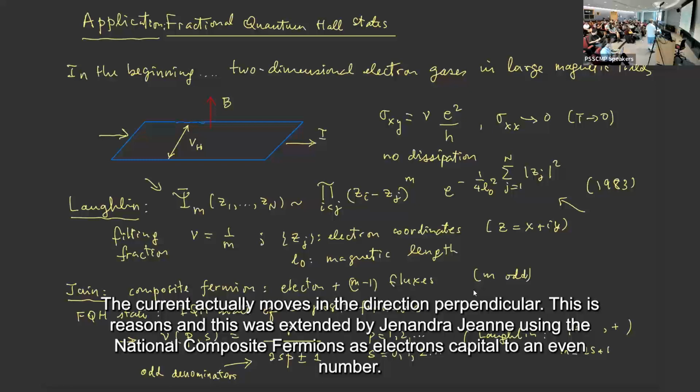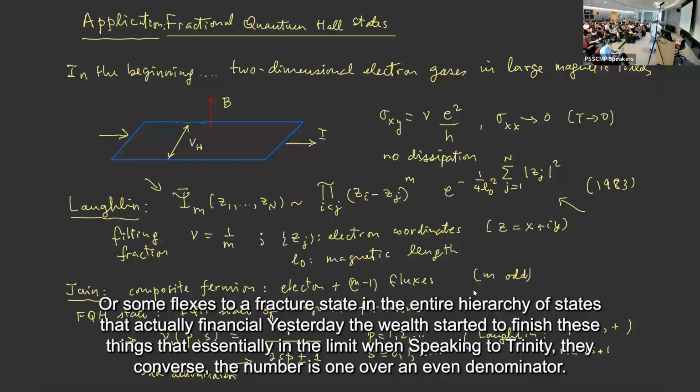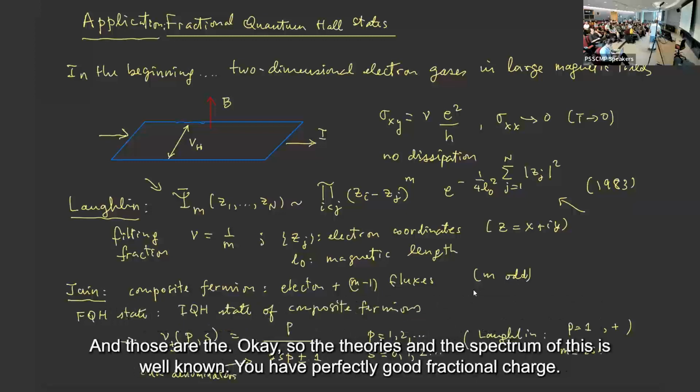And this was extended by Jainendra Jain using the notion of composite fermions, electrons coupled to an even number of flux quanta, to a fractional state in an entire hierarchy of states that Kun Yang showed you yesterday, one third and so on. Essentially in the limit when p goes to infinity, they converge to a number which is one over an even denominator, and those are compressible states.